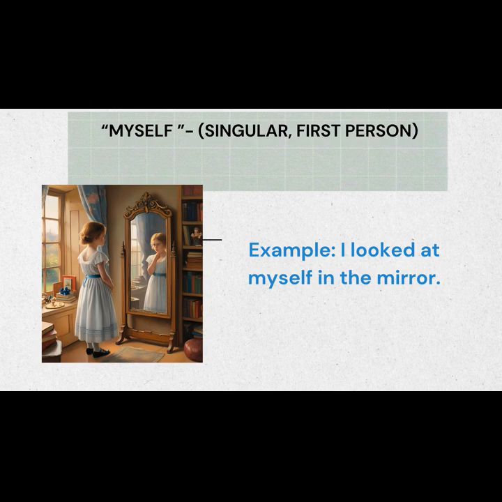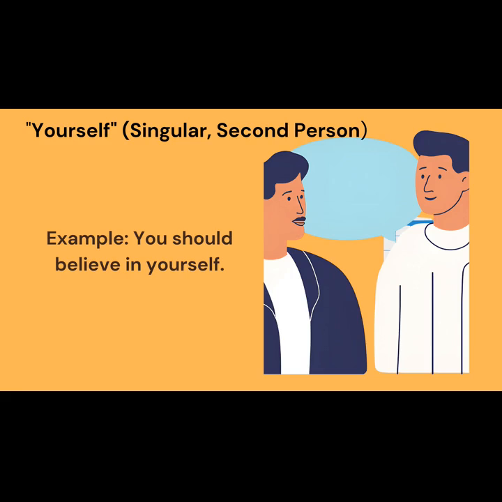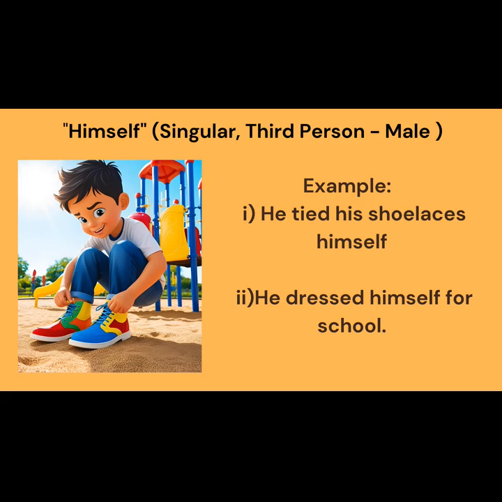We use myself when talking about something we do to ourselves. For example, I looked at myself in the mirror. Second, yourself, used as a singular pronoun. We use yourself when talking to one person. For example, you should believe in yourself. Third, himself, used as a singular pronoun. We use himself for a boy or man. For example, he tied his shoelaces himself and he dressed himself for school.